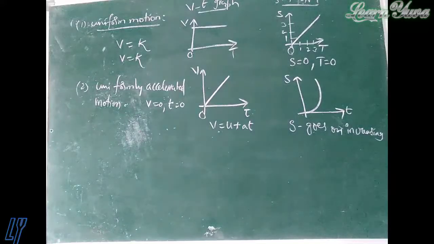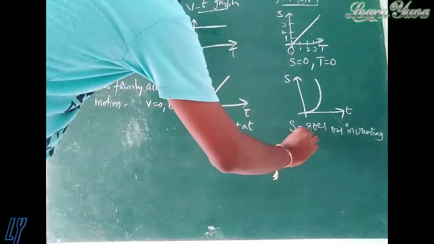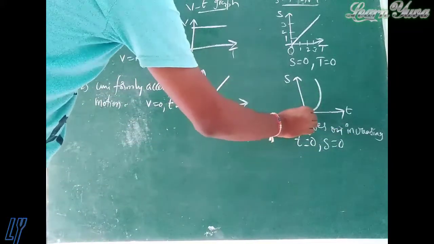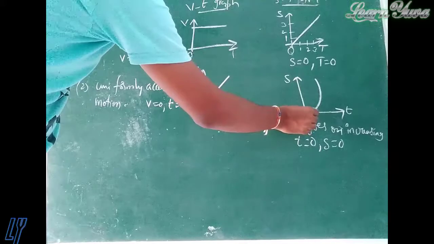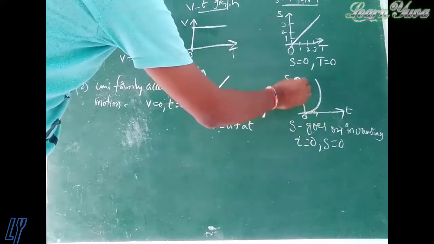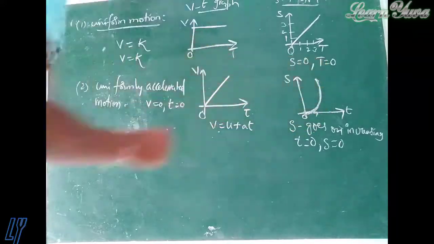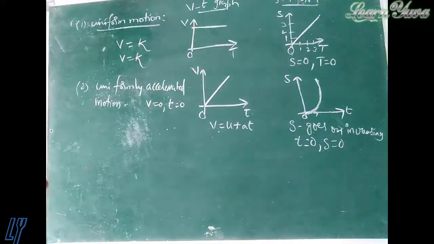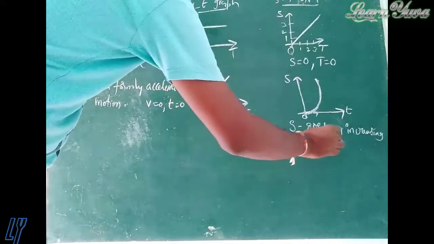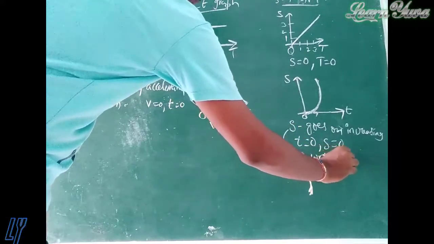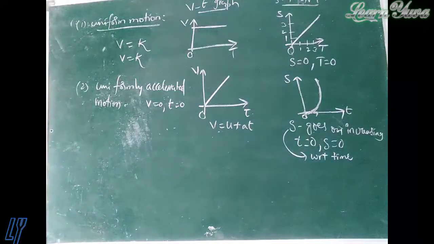Why does it go on increasing? Because at the time t0, the distance is also 0. At time 0, the distance is also 0. But if the time increases, within a short span of time, the distance traveled by the body goes on increasing rapidly. So in this case, the distance goes on increasing with respect to time.